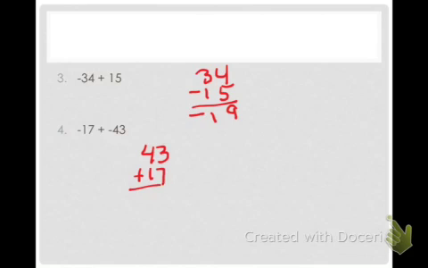Again, in this problem, the signs are different, so we're going to be subtracting. We always take the bigger number on top, or put the bigger number on top, so it'll be 34 minus 15 when you do the actual subtraction. You get 19, keep the sign of the bigger number, it's negative 19. In number 4, the signs are the same, so you're going to be adding the numbers. You get 60 and keep the sign, so it's negative 60.